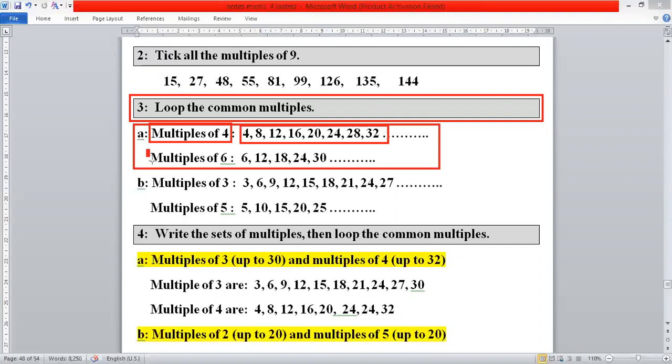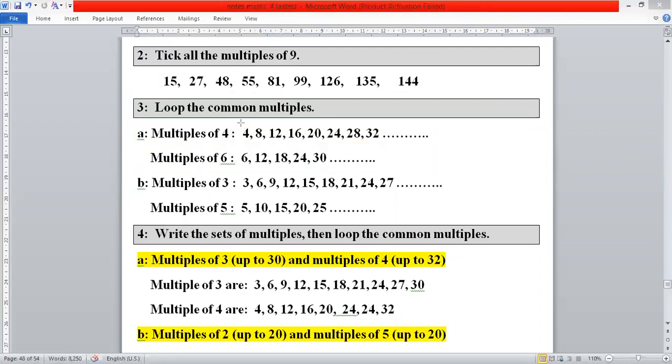Similarly, multiples of 6 are also given. Some multiples are not given. So it is impossible for us to write all the multiples of any number, because multiples are uncountable and infinite. 6 ones are 6, 6 twos are 12, 18, 24, 30. Some multiples are given. So now we are going to compare the multiples of both numbers.